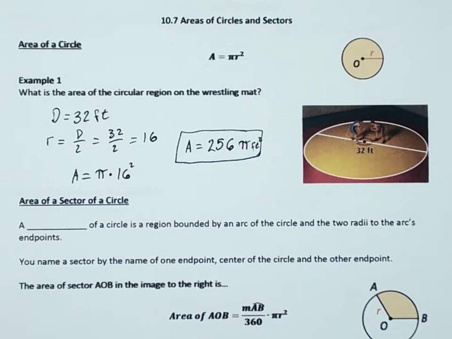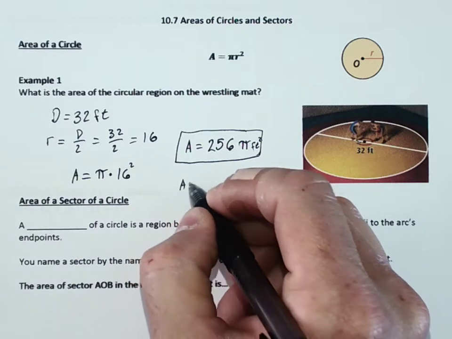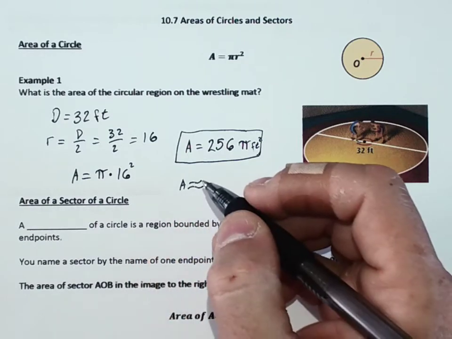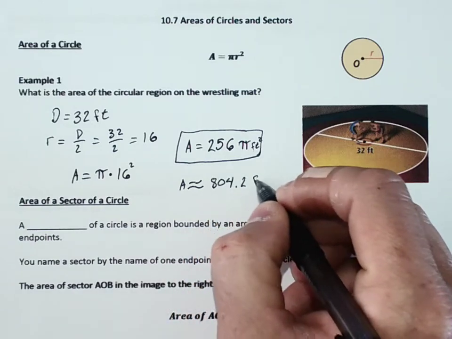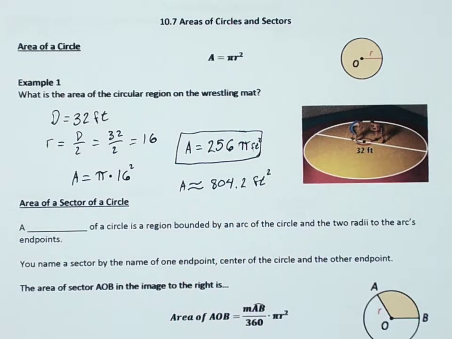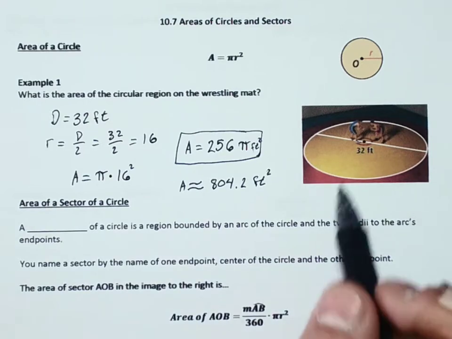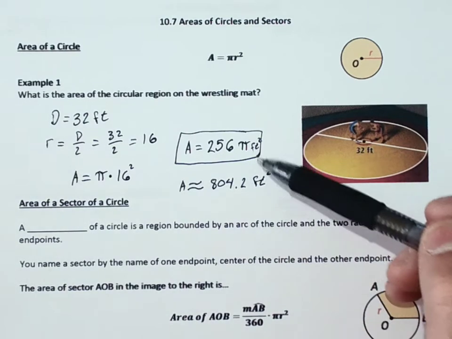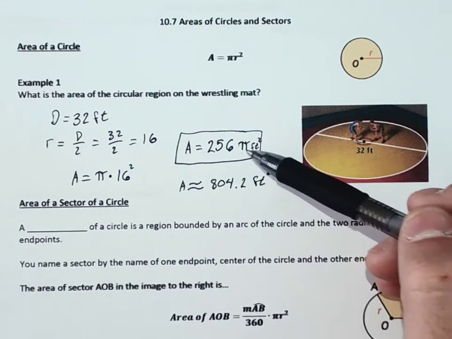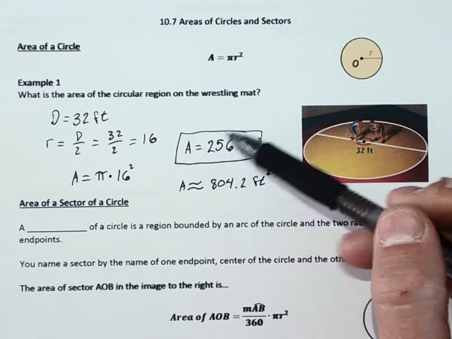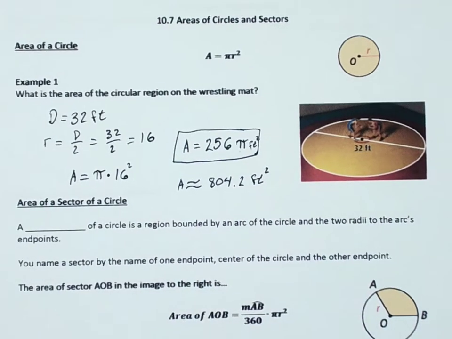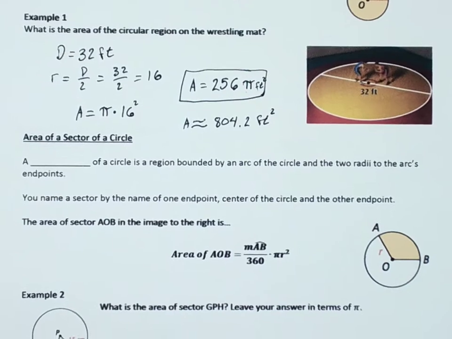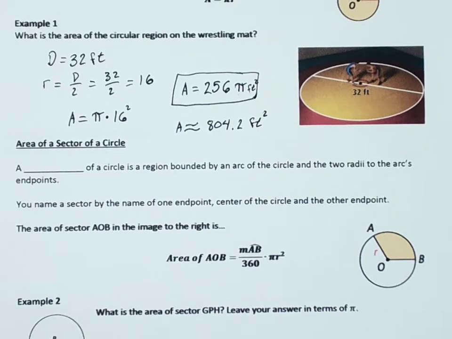If you wanted to, you could take 256 and multiply it by pi in your calculator, and you would get that the area is approximately 804.2 feet squared. That'd be rounded to the tenths place. But you've got to pay attention on this assignment to whether they want the exact answer in terms of pi, which would be this right here, or the rounded answer. But that's how you find the area of a circle. Relatively simple, short, and sweet.